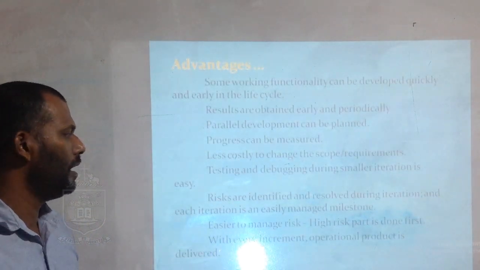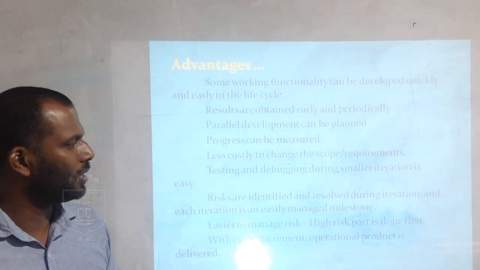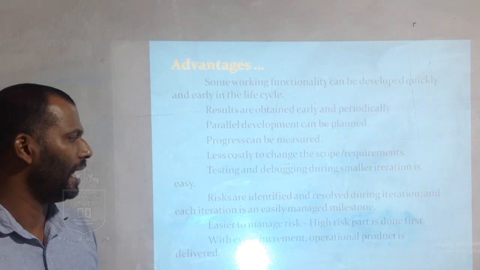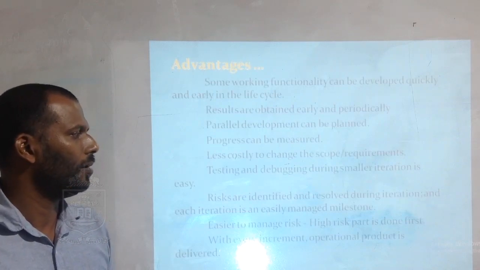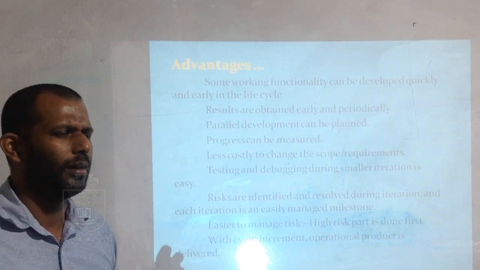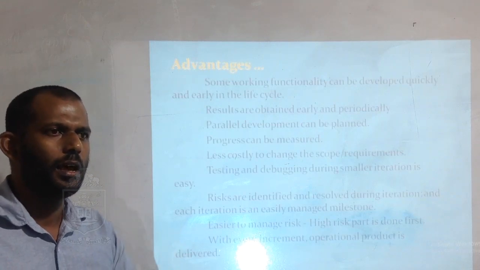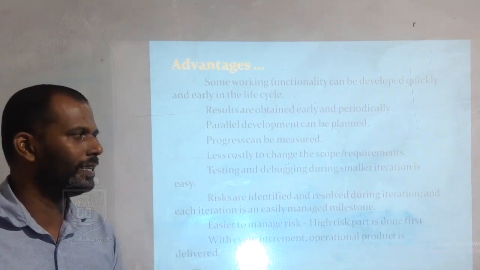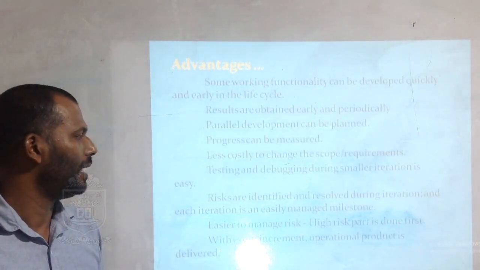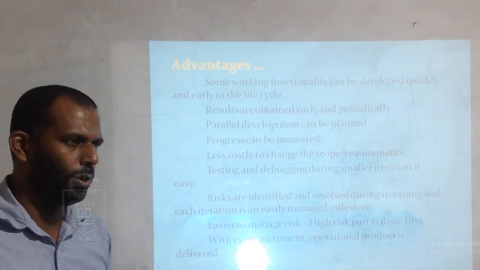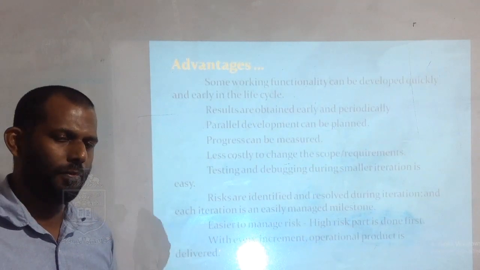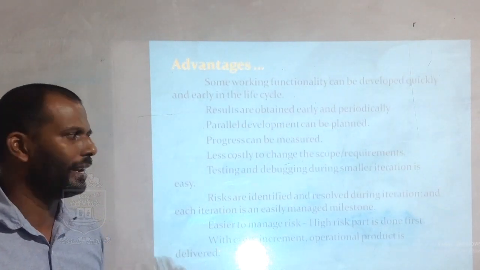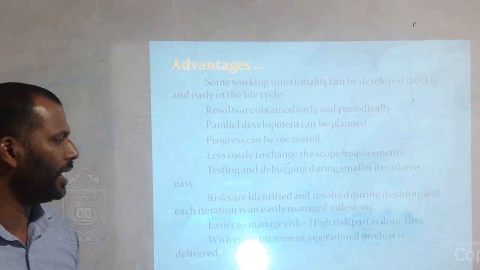It is very difficult. Risks are identified and resolved during the iterations, and each iteration is an easily managed milestone. That means your task is to consider a small part of your project software. You have to achieve that target, not the whole. That means your risk is low and problems are very few, and identifying and solving those problems is very easy. Easy to manage the risk.